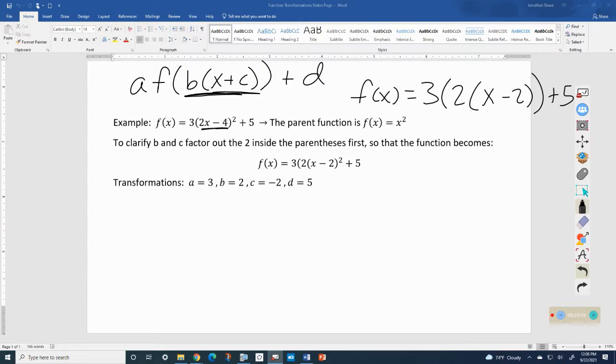Okay? So that's what I have written here. So now we can distinguish what all of our letters are. A is 3, B is 2, C is -2, and D is 5. So I'm going to apply all those transformations at the same time. Alright, and the way that I would like to do it is go to an XY chart. And then I will apply those transformations to the XY values in the chart.